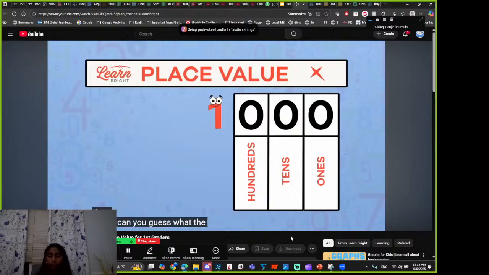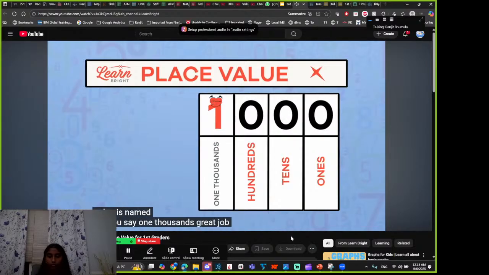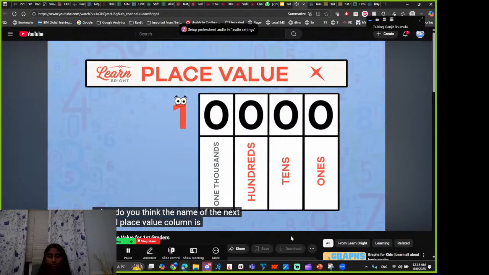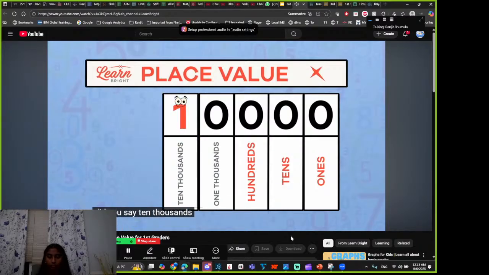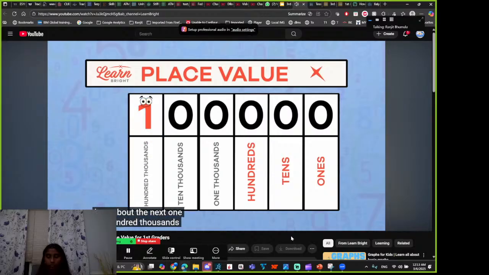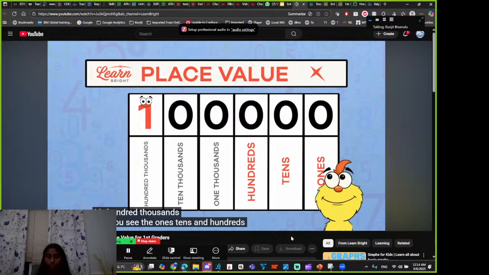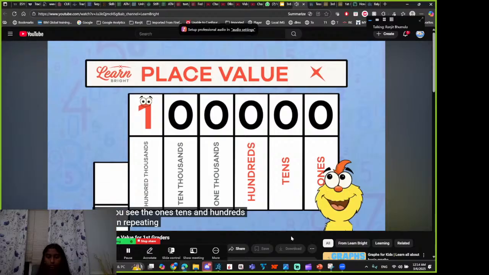Can you guess what the next place value is named? Did you say 1,000s? Great job. So, what do you think the name of the next added place value column is? Did you say 10,000s? If so, you're exactly right. How about the next one? It's 100,000s. Can you see the ones, tens, and hundreds pattern repeating?